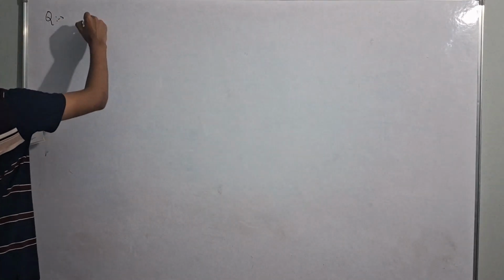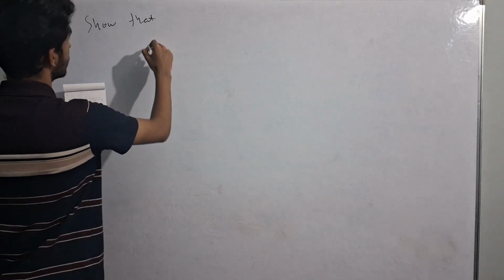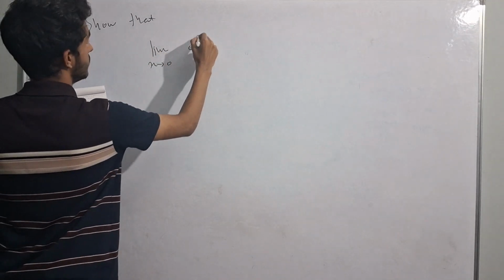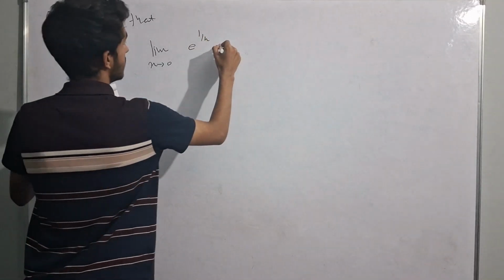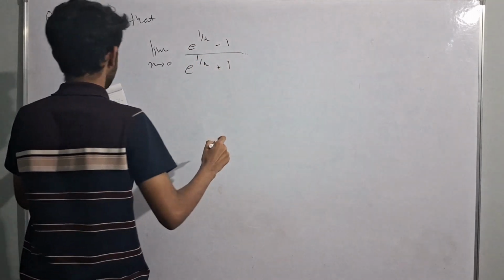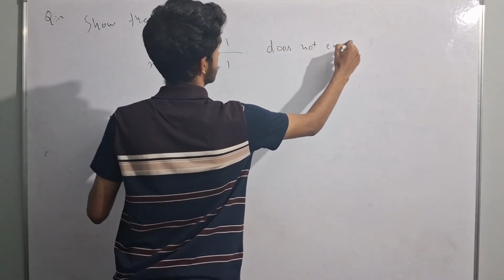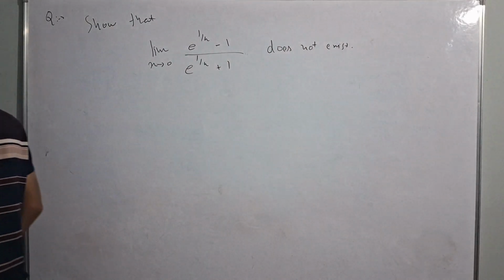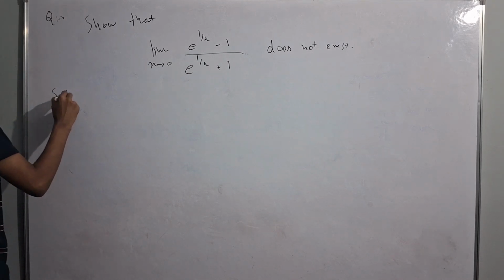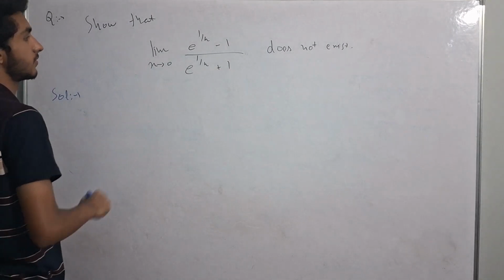Alright, this is an important one. Show that limit x tends to 0, e to the power 1 by x minus 1 upon e to the power 1 by x plus 1 does not exist. It's 1 by x.